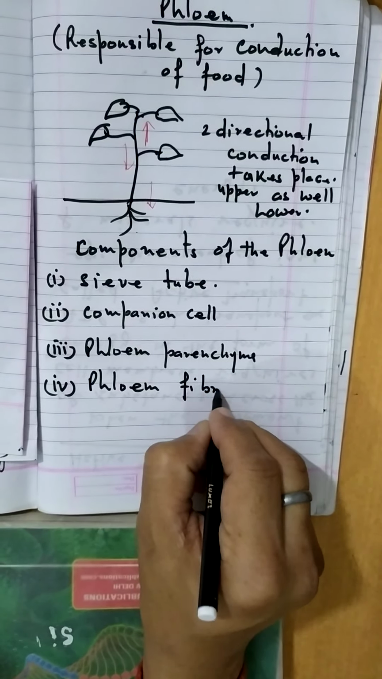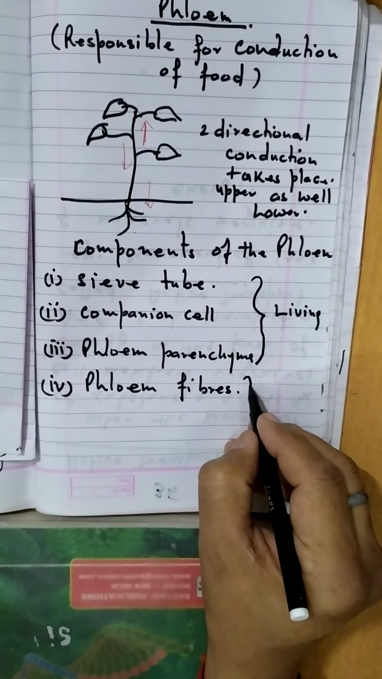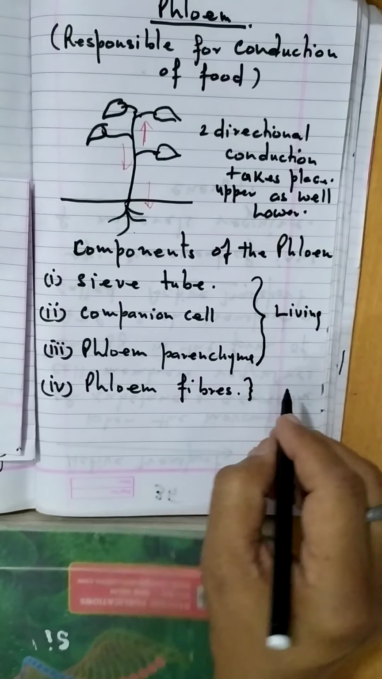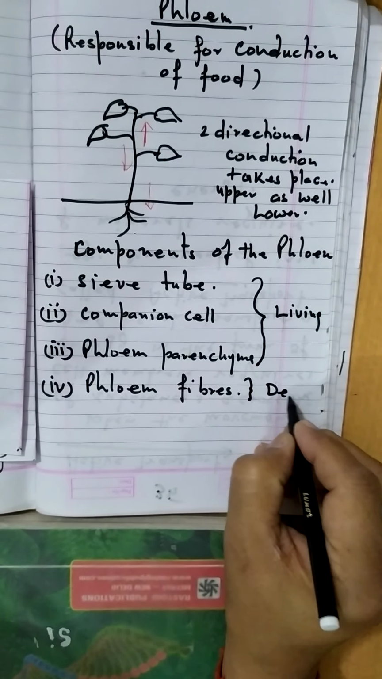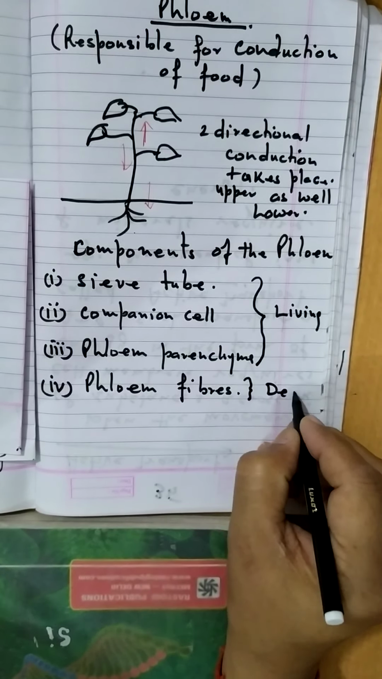Out of these 4, first 3 are living, and only one, phloem fiber, is dead. So unlike xylem, here the 3:1 ratio shows 3 are living and 1 is dead.